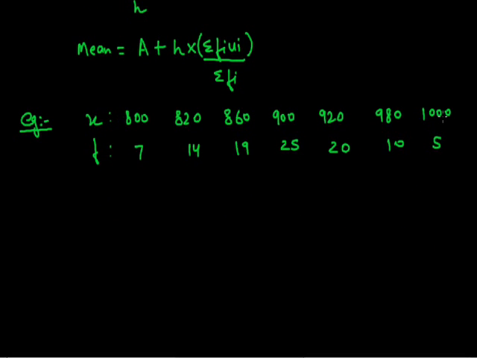Now accordingly, first we'll take the assumed mean. The same method, like first we take the assumed mean, then we'll take the h. So let's take the assumed mean as 900. 900 is the middle value among all these observations. So let's take the assumed mean as 900 and take the value of h as 20, because all the values of x are divisible by 20. So that's why we have taken it as 20.